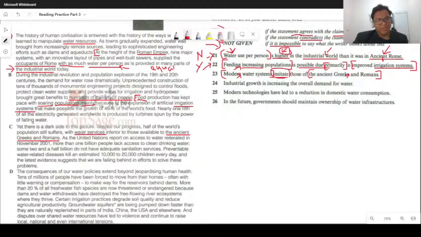right? Let's double check. This is the way to check whether your answer is correct. Over half of the population still suffer with water services inferior to those available. Nothing to do with imitation there, not a single word. So you have to be pretty much aware, right. Does that have to do something with imitation, or in the next sentence here, for example, reiterate? I'm not sure what reiterate means. Does that also mean imitation?